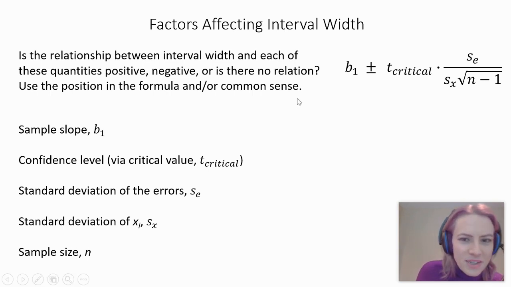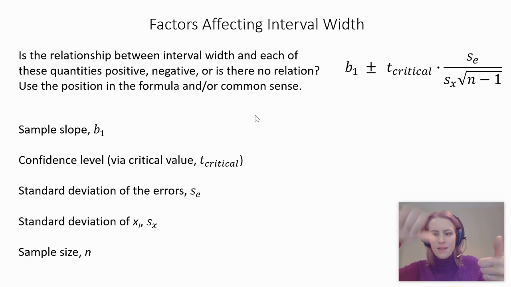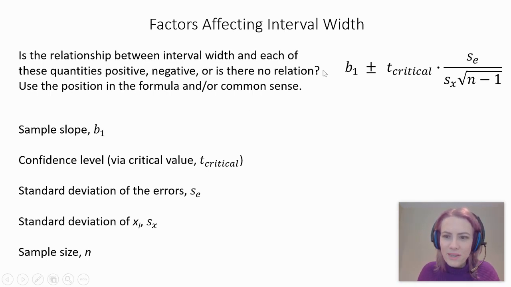All right, so I'd like to consider each of the variables on this list and what's the relationship between each of them and the width of the interval. Is it a positive relationship? So positive is this thing goes up and the width goes up. Or is it a negative relationship where this thing goes up and the width goes down? Or is there maybe no relationship where you change this thing and the width stays the same? Okay, so you might consider where is the thing located in the formula, or you might just rely on common sense. So pause the video and see if you can reason it out.